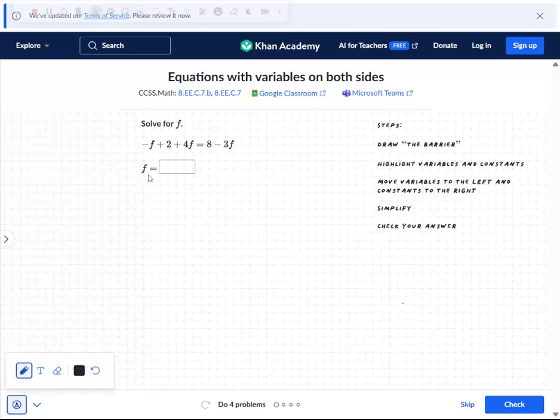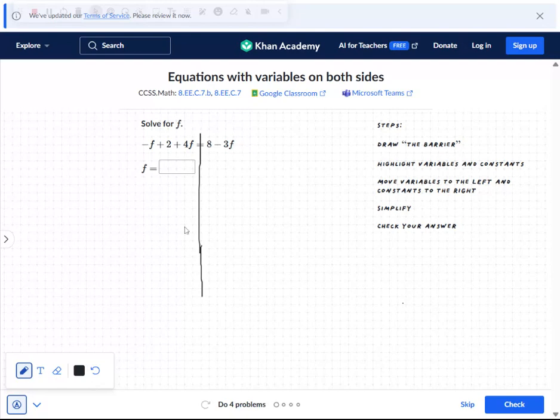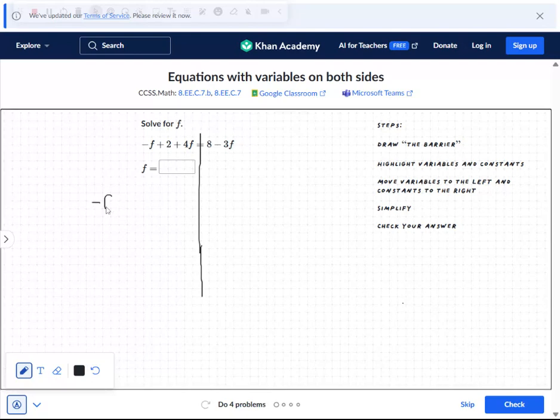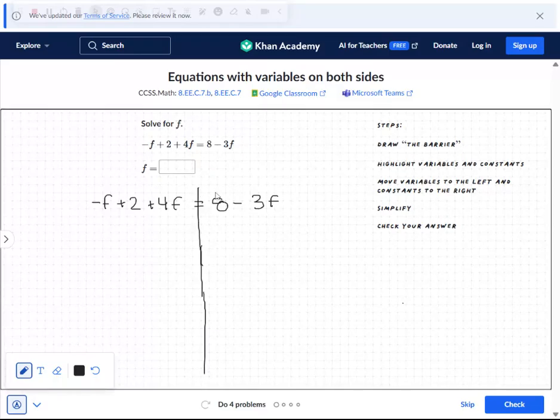All right, so following those steps, just like we learned in class, we're going to start by drawing a line through the equal sign. I don't like that this guy is right here, so I'm just going to go ahead and rewrite this. So we've got negative f plus 2 plus 4f equals 8 minus 3f. Okay, so I'm just going to rewrite it so it's a little bit cleaner, a little bit neater. Still have that line through the equal sign. Remember, we want to draw a line through the equal sign.